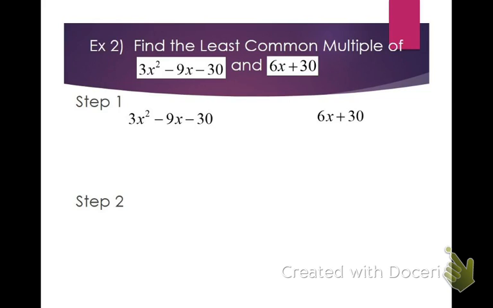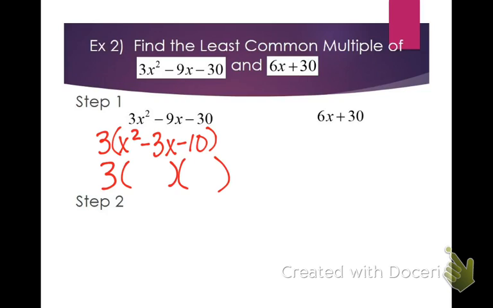What's the first thing I could factor from 3x squared minus 9x minus 30? 3. What's left when I factor out a 3? X squared minus 3x minus 10. Good. And what we have left in parentheses there can factor more. Five and two. What are my signs? X minus 5. Good. X plus 2. Good. And then we're done factoring that one.